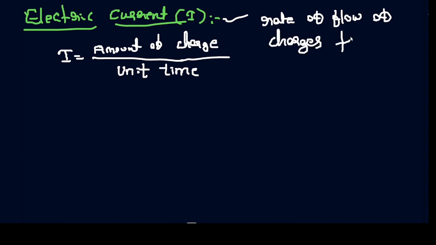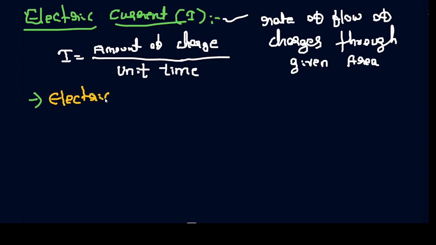Charges through a given cross section. So we are measuring the motion of all these charges in a given cross section only, right? Through a given area, or you can consider the area of cross section. And this electric current, these charges, have direction. So electric current has both direction and magnitude.